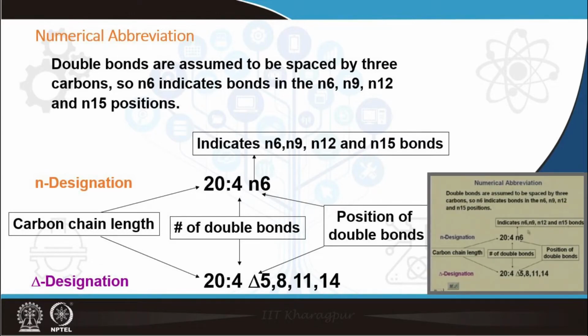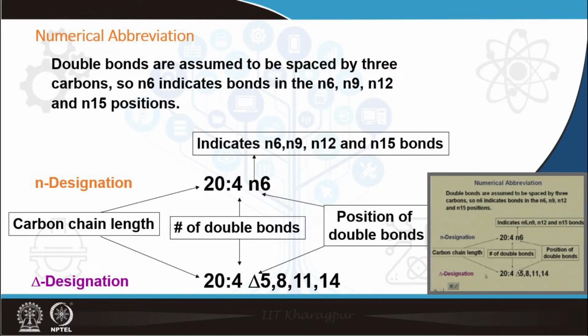And it is opposite to this, because obviously the numbering is opposite to the delta designation. So, the double bonds are assumed to be spaced by 3 carbons. Here in the omega designation only n-6 is specified and nothing else. But in the delta designation, the position of the double bonds is written explicitly, where we now know that this nomenclature means you have a carbon chain length of 20, there are 4 double bonds, and the positions of the double bonds are 5 and 6, 8 and 9, 11 and 12, 14 and 15.